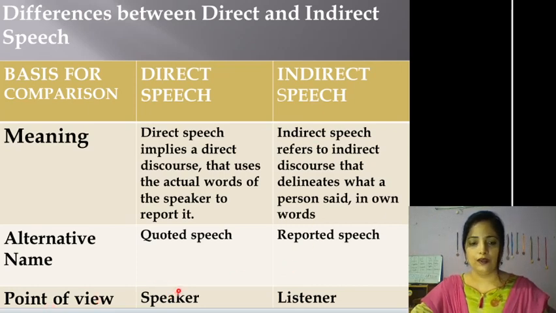Point of view, according to the speaker's point of view. In direct speech, the most important person is the speaker, whereas in indirect speech, the most important person is the listener. So in direct speech, the speaker is given importance. In indirect speech, the listener is given importance.